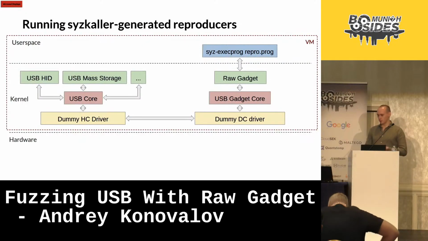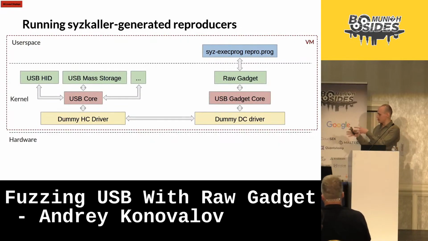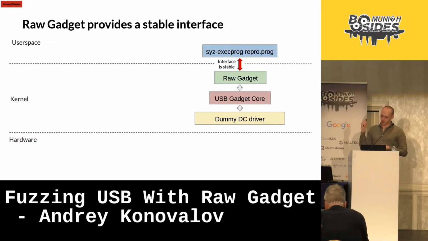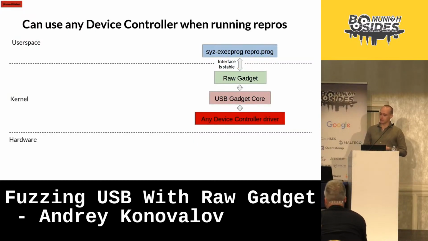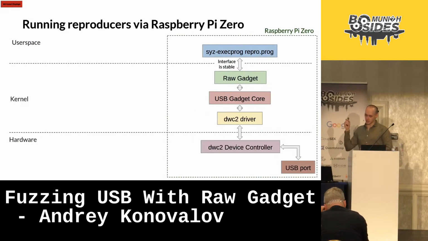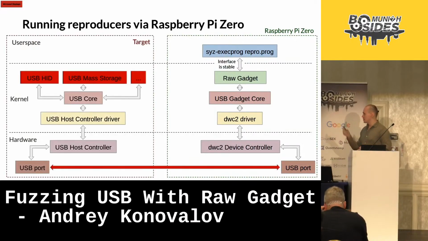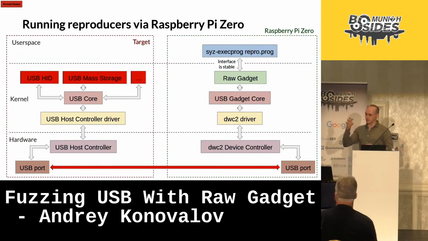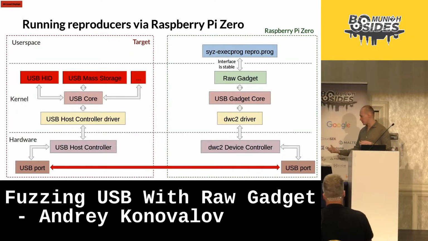Because we're doing the fuzzing in a VM, we take the reproducer, we run it in the same VM, and we can trigger the bug that the fuzzer has found. But the key thing here is that the interface between user space and the kernel is stable. And it is stable in the way that we can use any type of device controller or device controller driver. Which means we can take Raspberry Pi Zero. We can take the reproducer that was generated inside the virtual machine, copy it onto a Raspberry Pi Zero, and plug this Raspberry Pi Zero into a physical host. And this way, we can replay the USB communications we generated in a virtual machine with physical hardware.